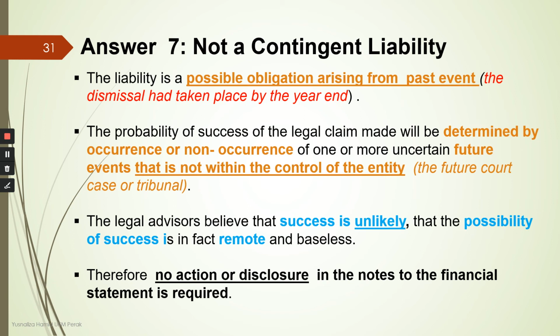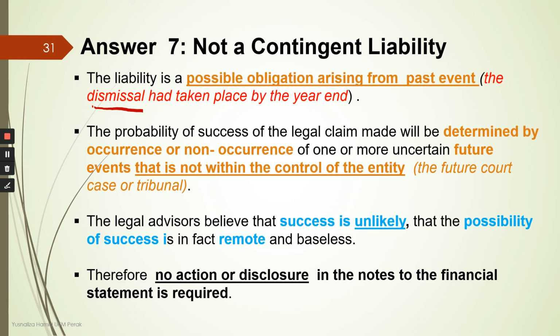Answer 7, right? Not a contingent liability. So that question 7, example 7, is about a situation of having a remote chance, right? The liability is a possible obligation because it arises from the past event, the dismissal, and the liability was the legal suit made by the director. You thought it's a liability. However, the director says so, but you check with your legal advisor, and the legal advisor said that the chance of occurrence is actually very remote.